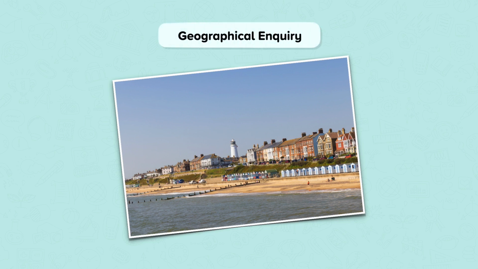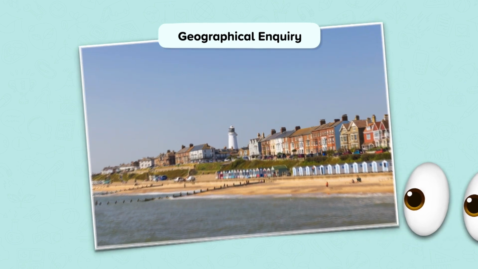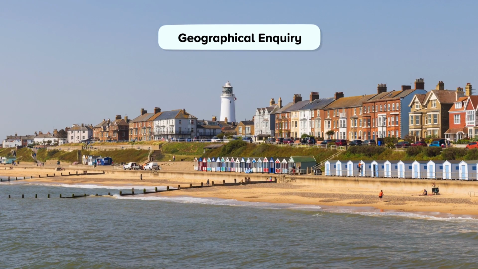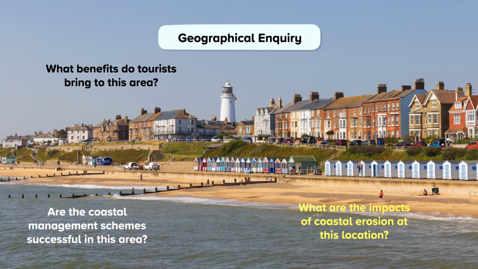Geographical inquiry is an important approach for fieldwork. Photographs can provide a valuable visual stimulus from which to begin an investigation. We can begin to ask questions about an image, considering both physical and human aspects. For example, from this image we might say, what benefits do tourists bring to this area? What are the impacts of coastal erosion at this location? Are the coastal management schemes successful in this area? These questions show the diversity of inquiry that can result from just one photo.